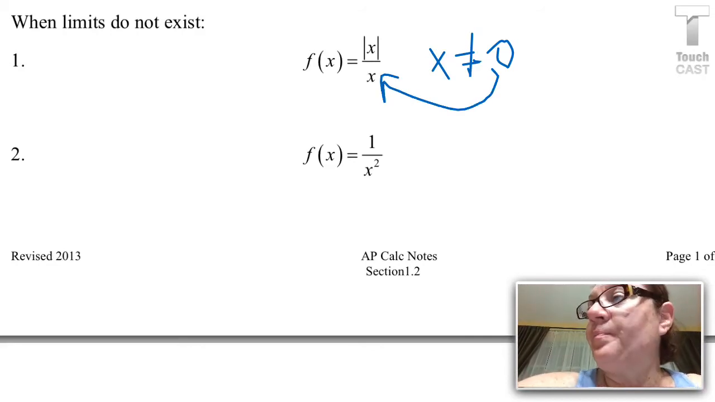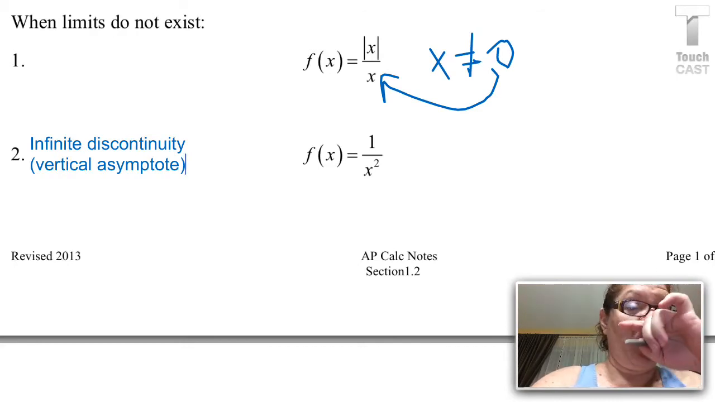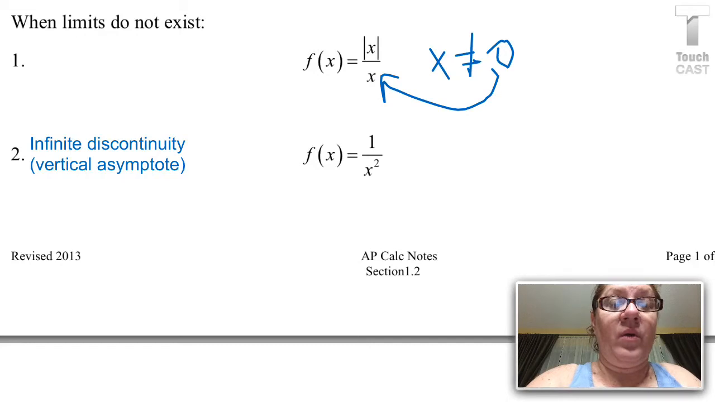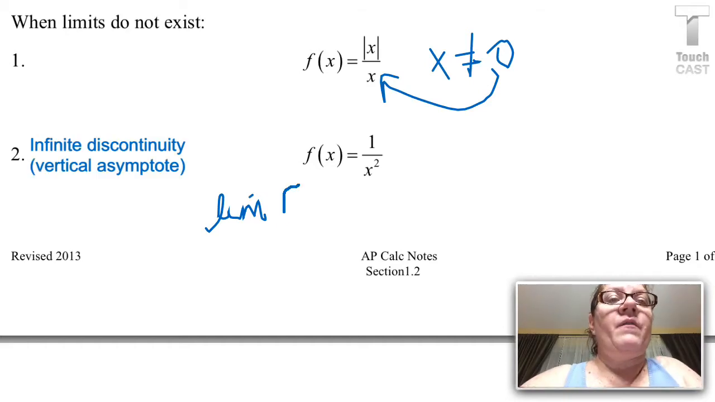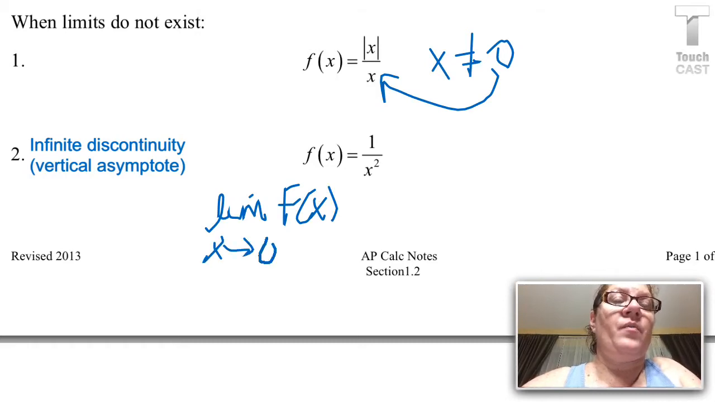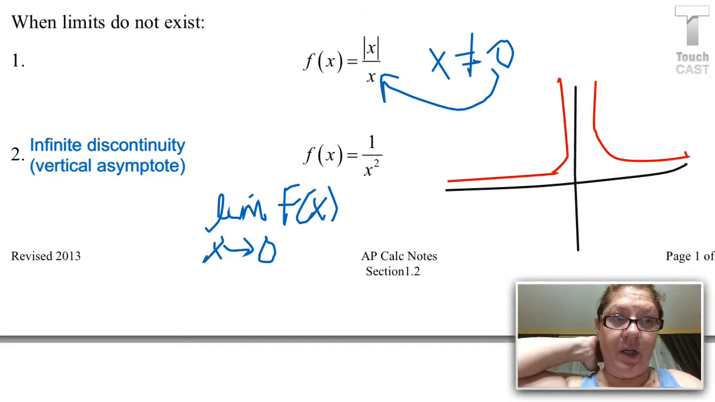Okay, so on the next one, this one is called an infinite discontinuity because I'm getting a vertical asymptote. And so if I look at the graph of this, and furthermore, if I say, what's the limit of my function f of x as x approaches 0? This would be an example. And so if I graph this, of course, it's going to look like this. And you could put it in your graphing calculator to check that.